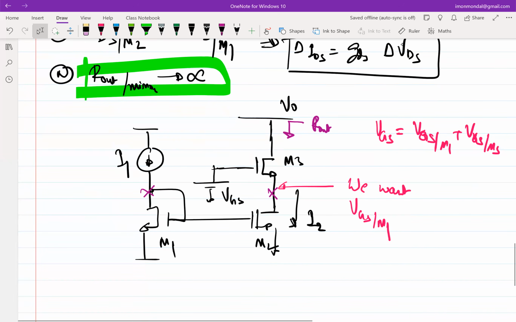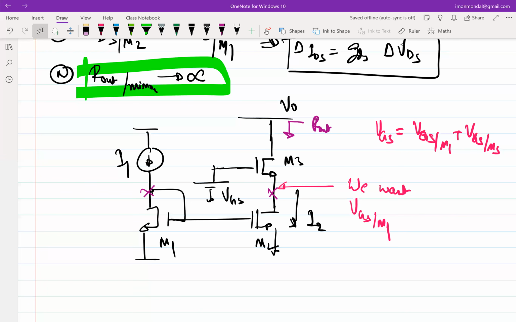So now the question is, how do I generate this 2 VGS of M3 or 2 VGS of M1, or VG3? One might argue to just put a resistor divider. I can put a resistor divider to get that voltage. Okay, that's not a problem. But let's say now the threshold voltage has changed.